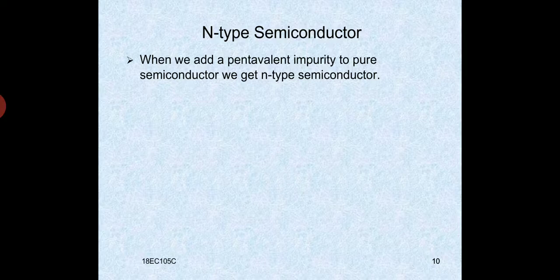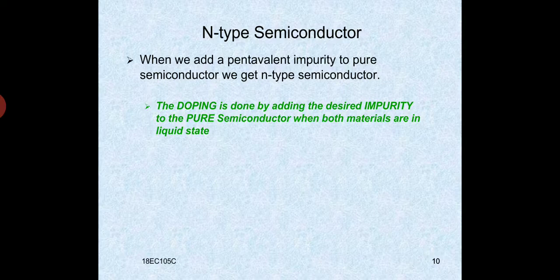When we add a pentavalent impurity to a pure semiconductor, we will get an N type of semiconductor. Here, the doping is done by adding the desired impurity to the pure semiconductor when both are in a liquid state. So let us take a small example of adding impurity to silicon, and the impurity we are going to consider is arsenic.